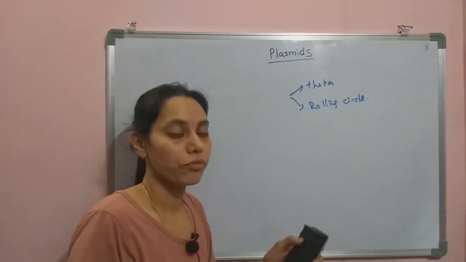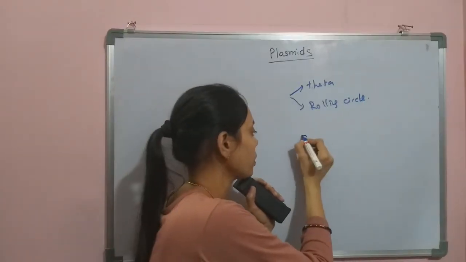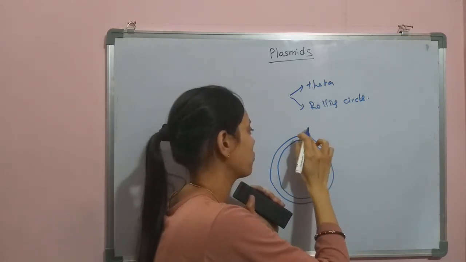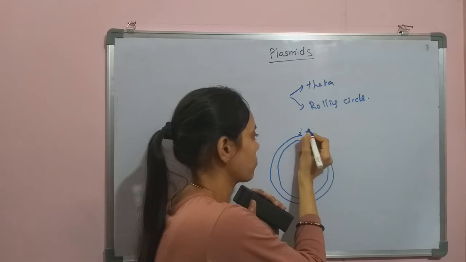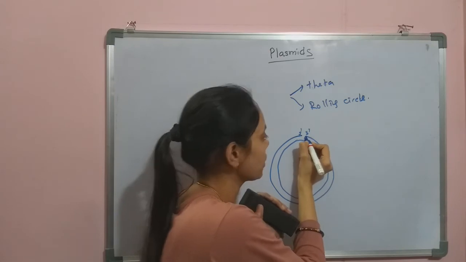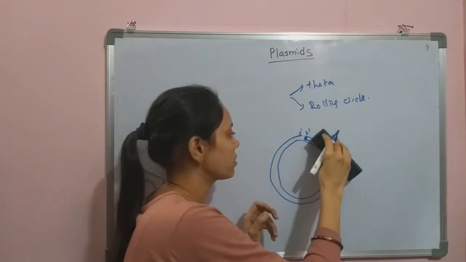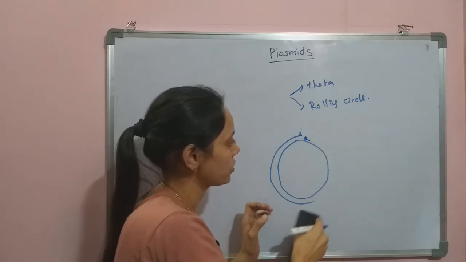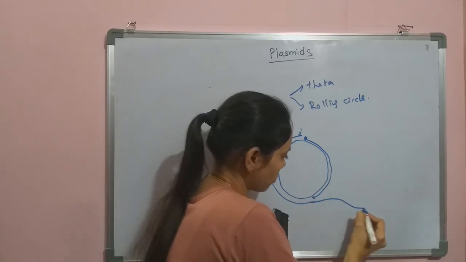So coming to the other mode of replication, that is rolling circle replication. That means here, if this is a plasmid, a small nick will be created over here, producing 5' and 3' ends, and the 3' end primes the event of replication. It gradually replaces the one strand, which will be eventually displaced by the production of its complementary strand. So like this it will happen, replacing the original strand.